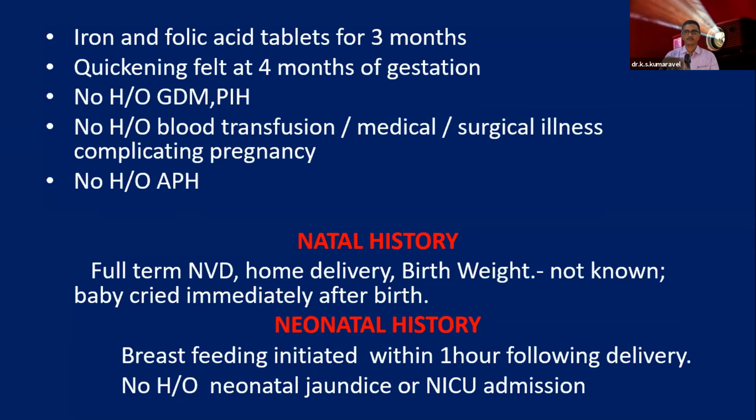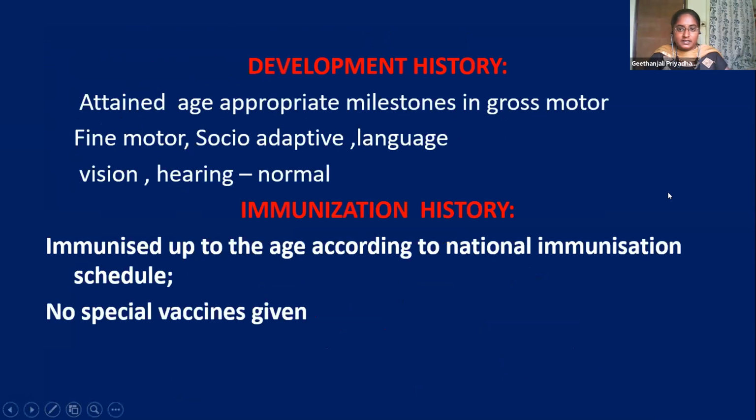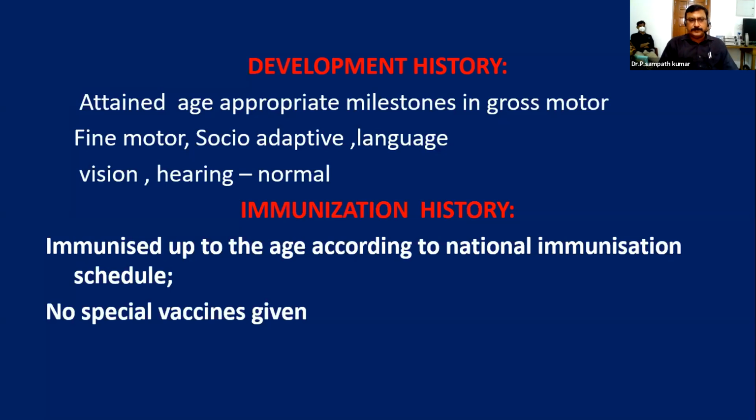Developmental history. Attained age-appropriate milestones in gross motor, fine motor, socio-adaptive and language domains, and vision and hearing are normal. Immunization history. Immunized up to age according to the National Immunization Schedule. No special vaccines were given. What are the vaccines given up to this age right now? So lastly, 16 to 24 months, measles, rubella vaccine and JE vaccine will be given. JE vaccine. Okay, it is given in IAP schedule. Government of India, we give only MR, measles and rubella vaccine.